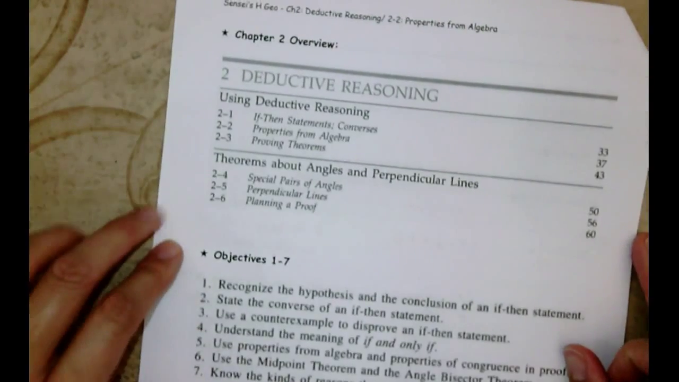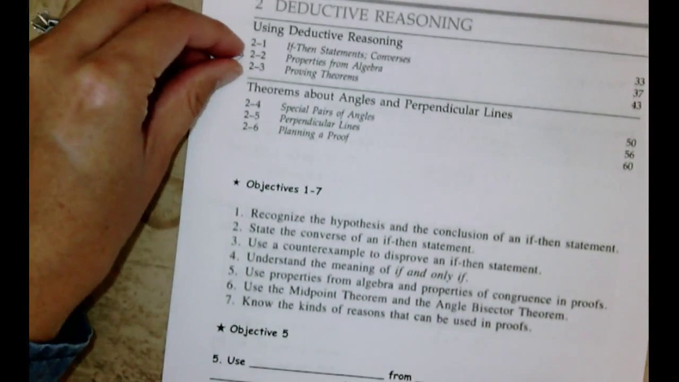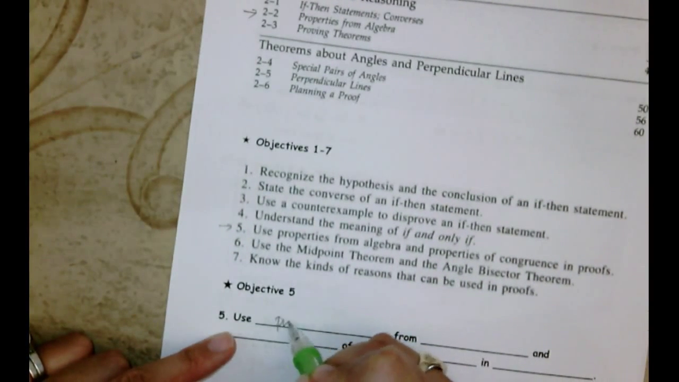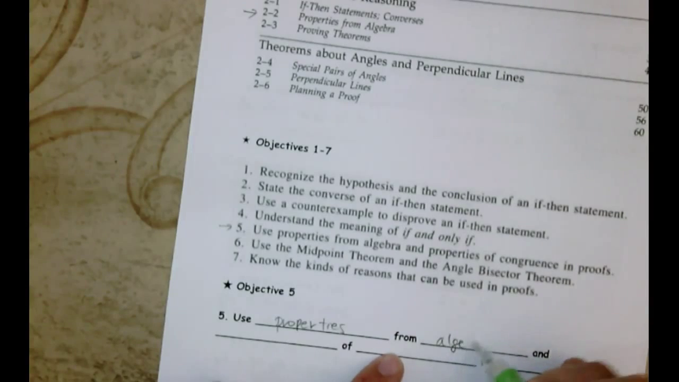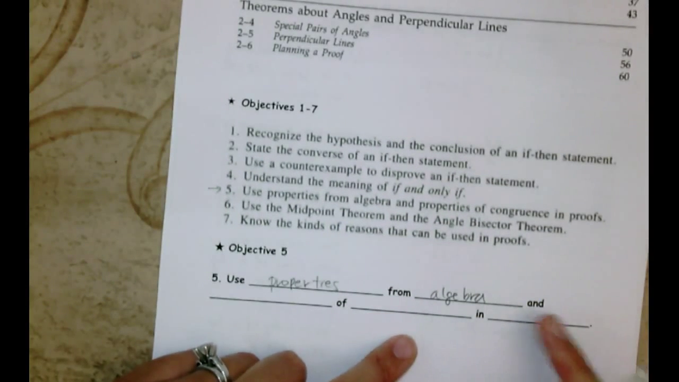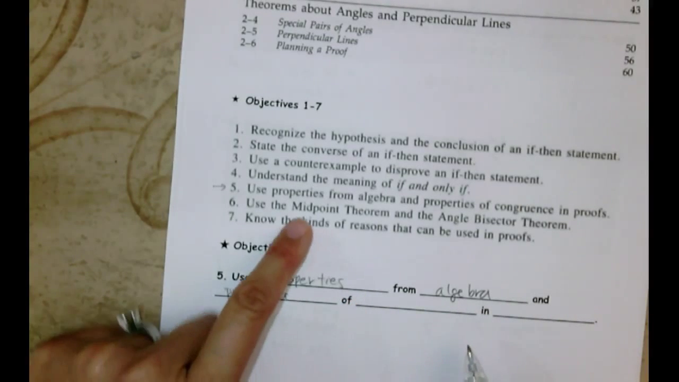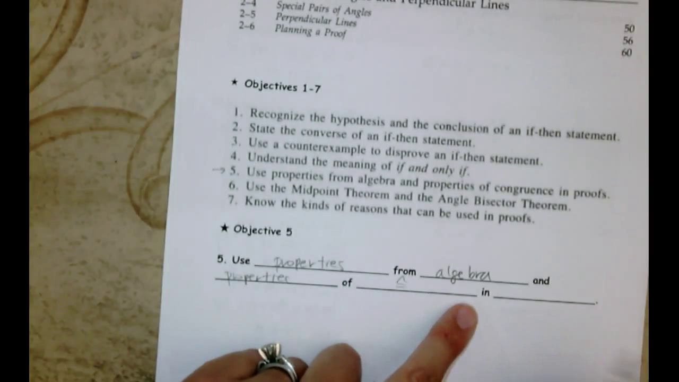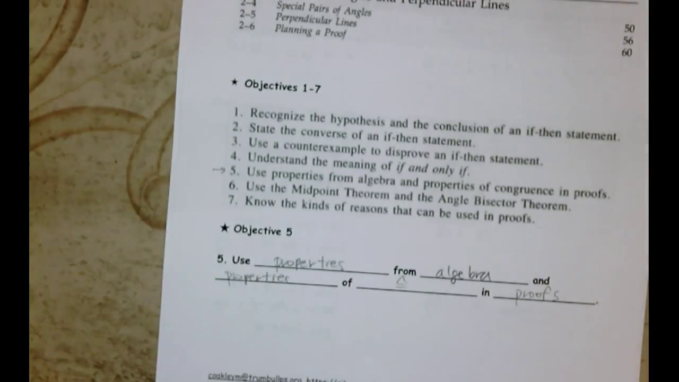Okay, so here is the whole chapter 2. We are here. Okay, and this objective goes with the first 3 sections. We have one objective in this section, number 5: use properties from algebra and properties of congruence, you remember this sign for congruence, in proofs. Okay, so that's the objective, the only one objective for this packet.